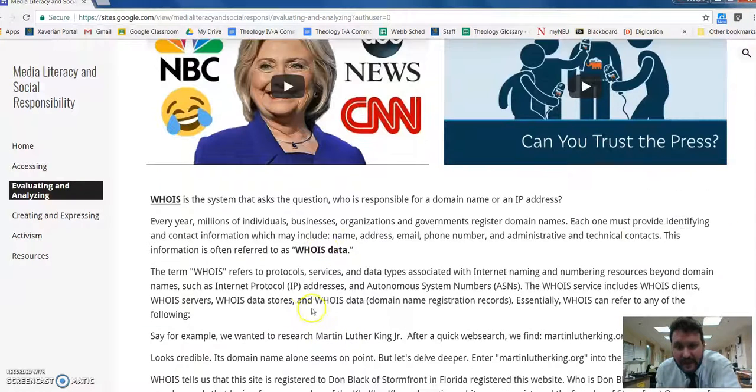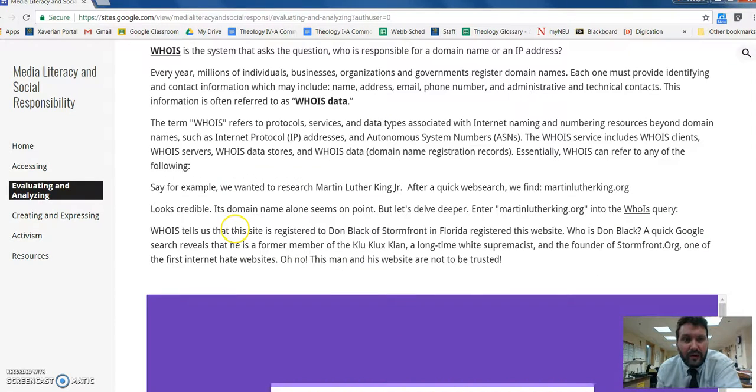Students will learn about Whois, which is an online service that allows you to investigate what funding or what creator has put their influence on a given website. So they're going to practice exploring Whois and check out some of the major party candidates and investigate who they are. We have an example here actually of a website about Martin Luther King Jr.